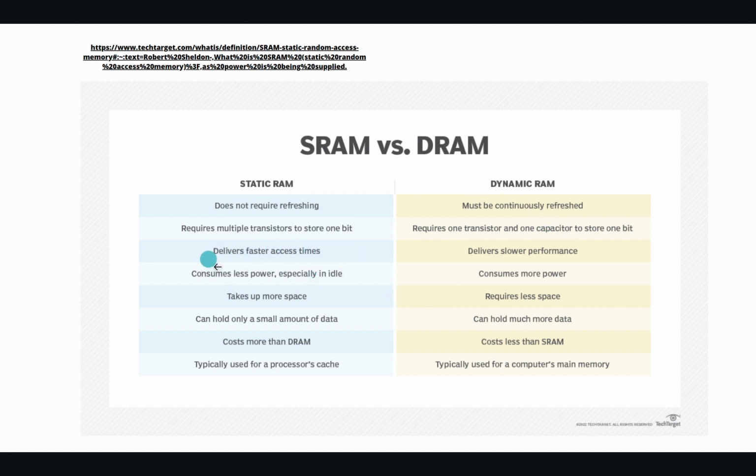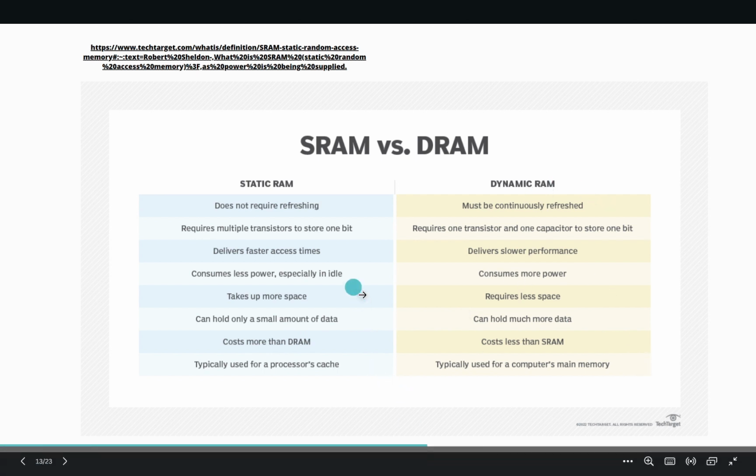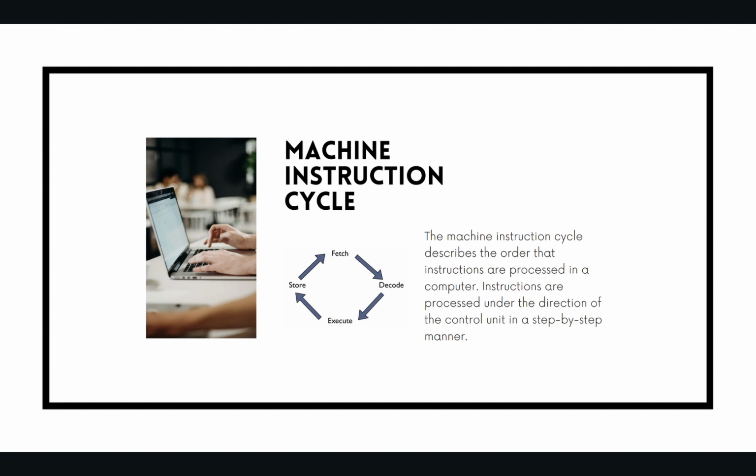SRAM delivers faster access time, DRAM delivers slower, and you can talk about cost, that static RAM costs more than DRAM. So those are the easiest differences here.